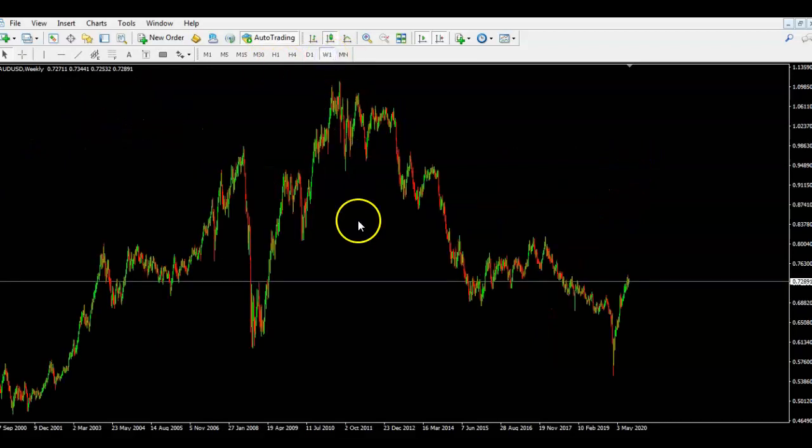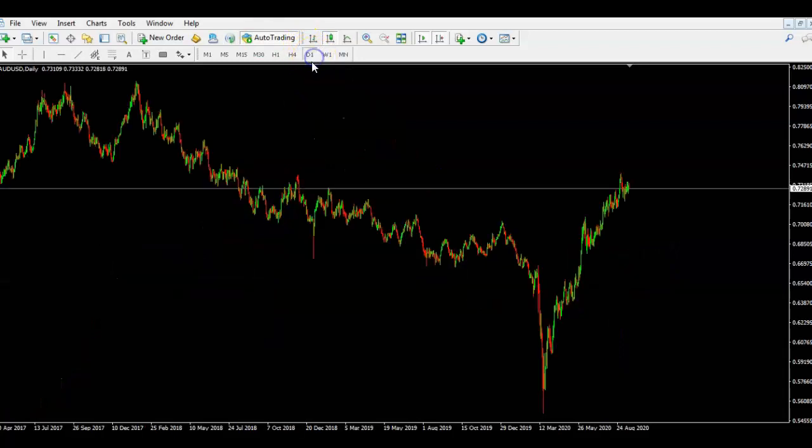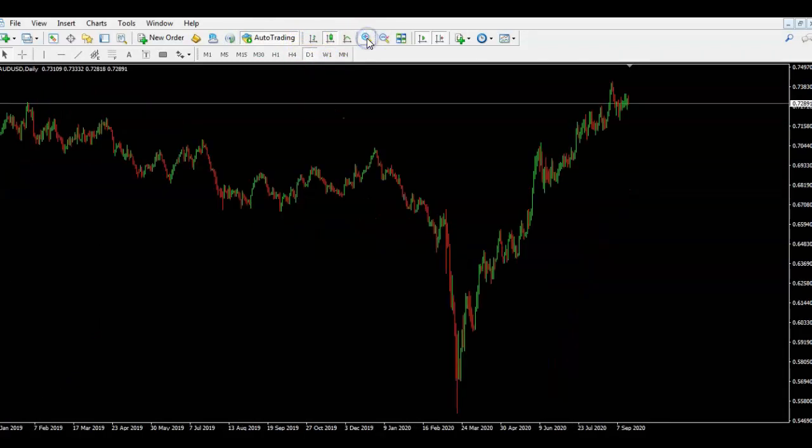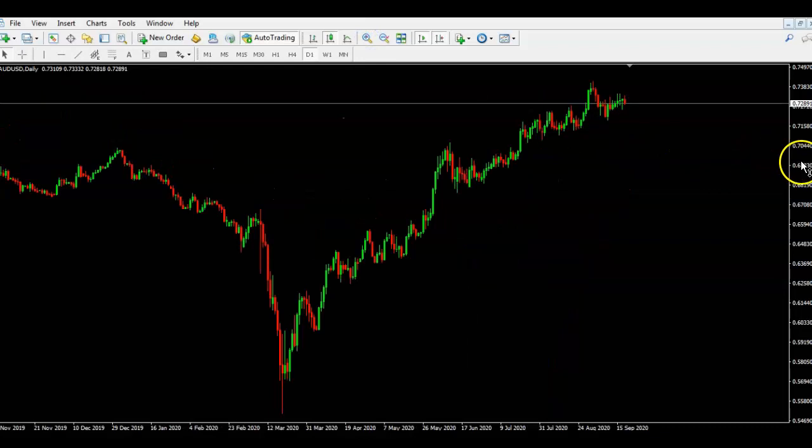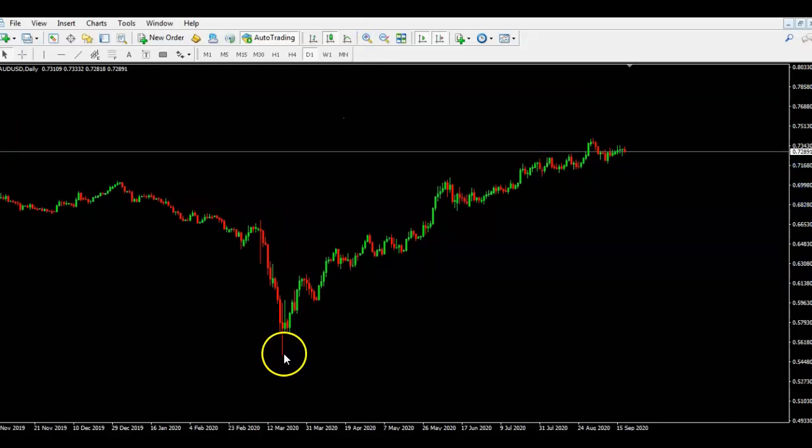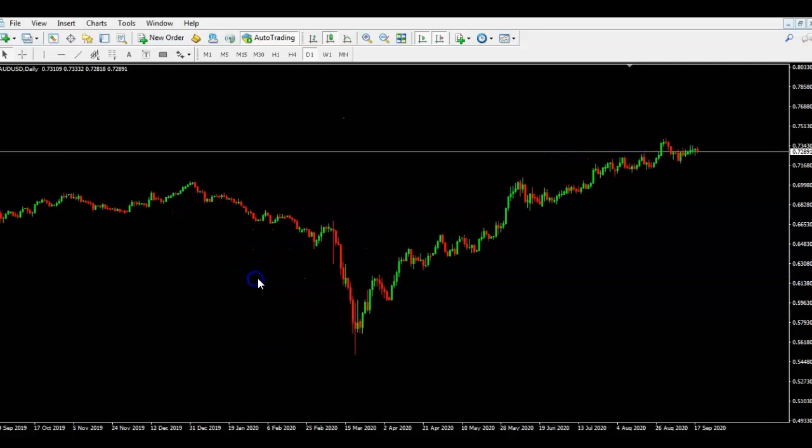Let me go to the weekly. We got a swing, swing, swing, swing, swing. The market is always moving in swings. So let's go to the daily and start doing that. So I got an impulse right here, and then I have a pullback. So I'm going to put a line right here, because now we have an area right there.